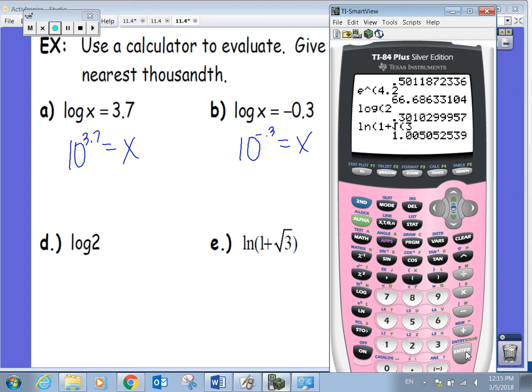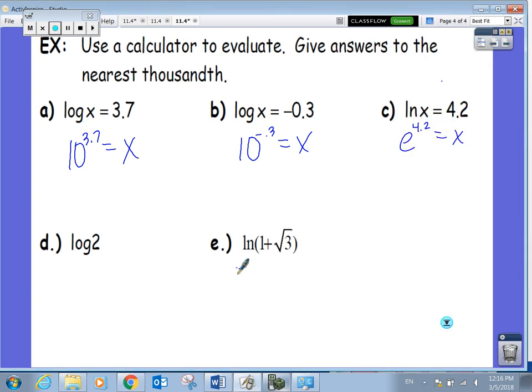So 1.005. Remember, the thousandth only matters by the fourth number. So this fourth number is the only one we look at. We don't start at the very end and just keep rounding up forever. You look at the fourth number. That determines whether the third number goes up or stays the same.